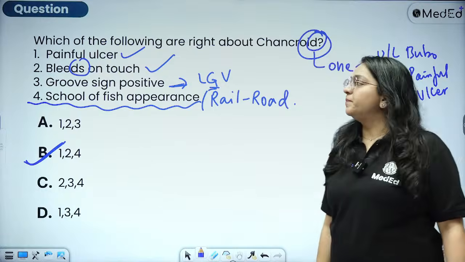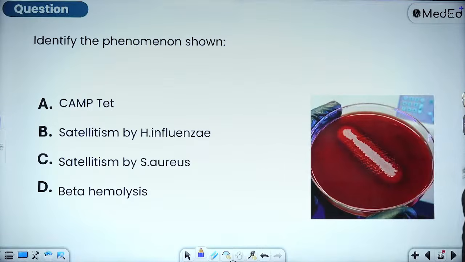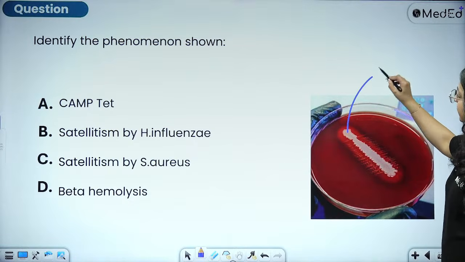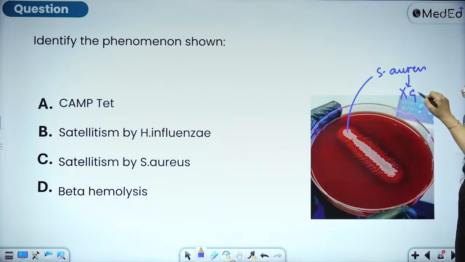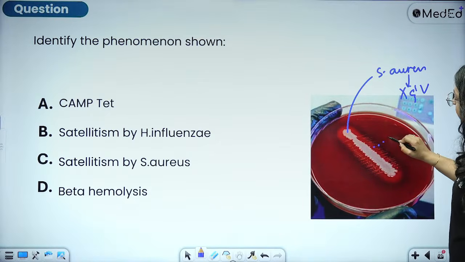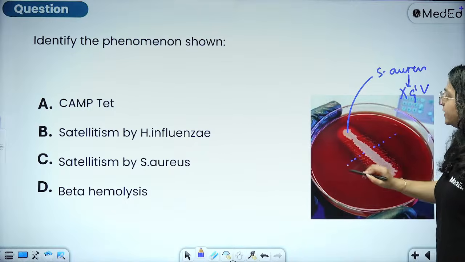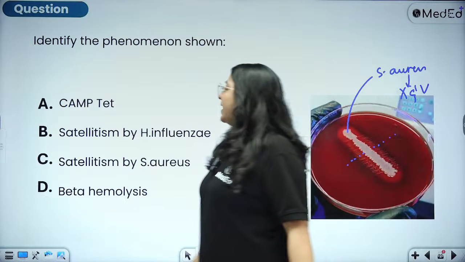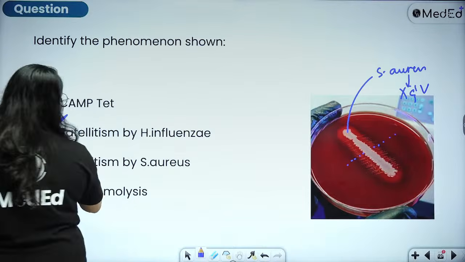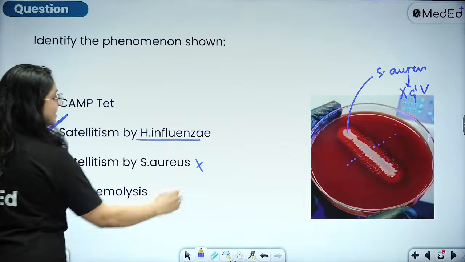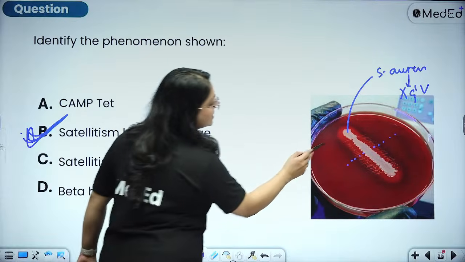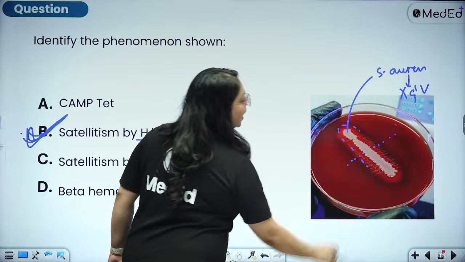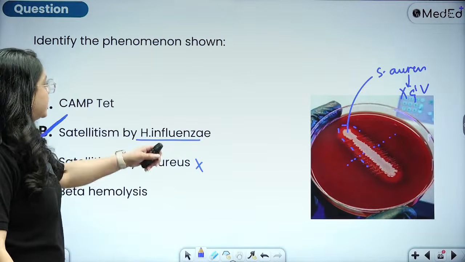Answer is B. Identify the phenomenon. What is this? Staph aureus is releasing factor X and factor V, so you see the colonies forming close to it. This is satellitism shown by H. influenzae, not by Staph aureus. Staph aureus is what provides factor X and V. Beta hemolysis, of course, Staph aureus is showing beta hemolysis. But what is important to see here is the satellitism.